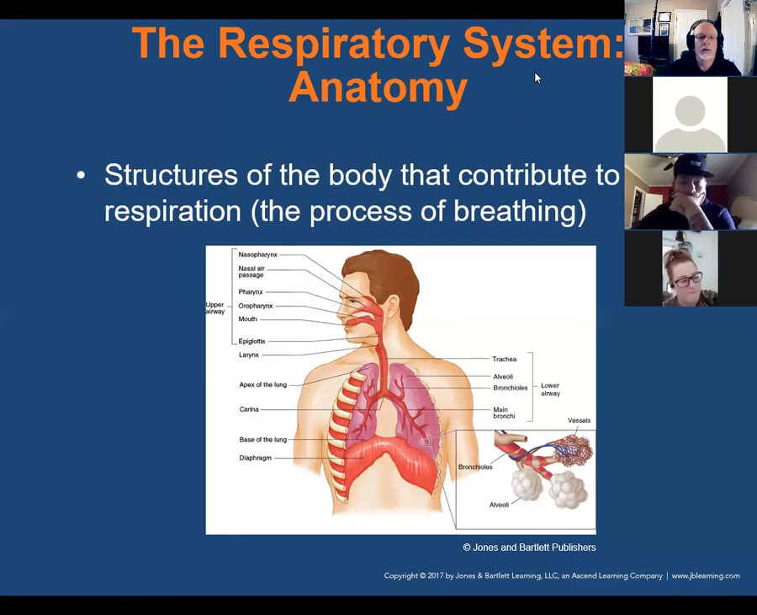Okay. Respiratory system, extremely important. Anatomy-wise, we're going to divide our upper airway at our larynx. What is that? The voice box, Adam's apple. Guys, that is the larynx, where your vocal cords are. That divides the upper airway, everything above that.